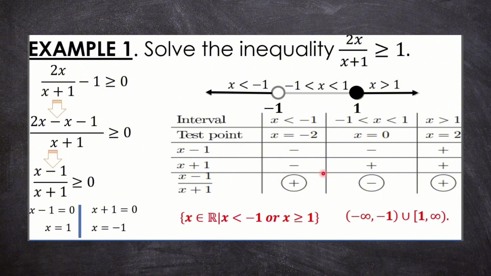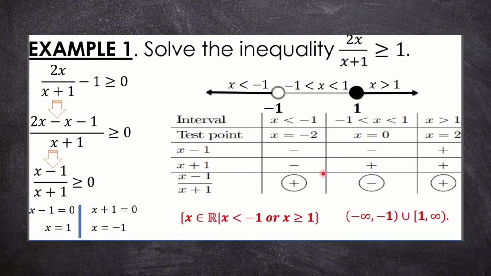Since greater than or equal to 0 means positive number, we will only get positive. x less than -1 is part of the solution, and x greater than 1 is also part of the solution because they are both positive. Your x is all real numbers, but x is less than -1. Copy x less than -1 or your x is greater than or equal to 1. Why is there an equal? Because 1 is part of the solution.